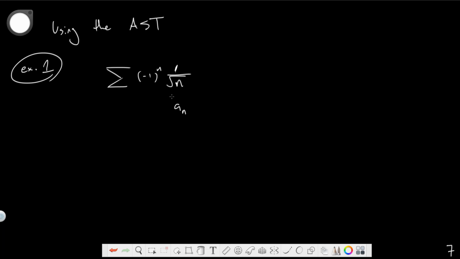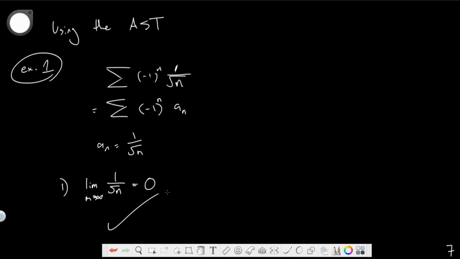So let me just make something clear. a sub n here is equal to 1 over the square root of n. So criteria 1: what's the limit as n goes to infinity of that thing? Well, that's 0. So criteria number 1 is met. Sweet. Criteria number 2. Is every successive term less than the previous term?